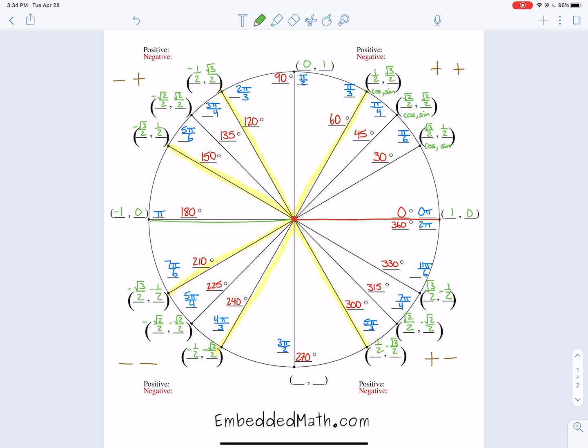Okay, so let's fill in that last one for 270 degrees. It just went down 1, so it will be 0, negative 1. And that is the entire unit circle. So degrees are in red, radians are in blue, and all of the coordinates are now in green.